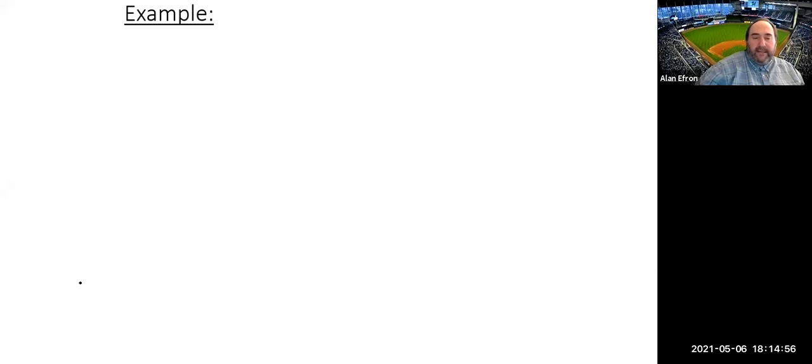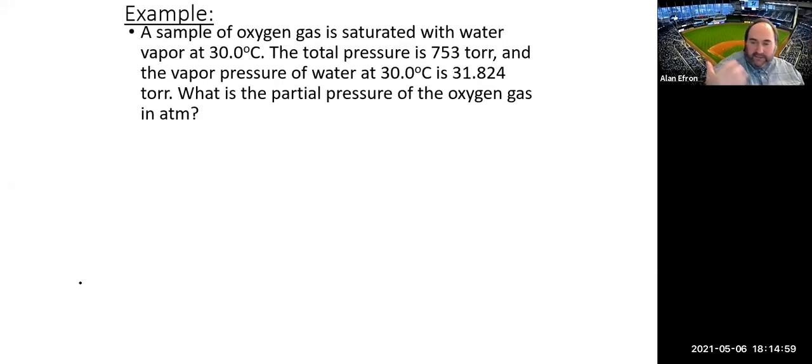So let's take a look at one like this and dissect how we know it's this sort of situation. Usually in the actual problem, like a textbook problem, they give you that idea in words. So when we read that a sample of oxygen gas was saturated with water vapor at 30 degrees Celsius, that right there, saturated with water vapor, is the big indication that you're dealing with what we were just talking about. The total pressure is the pressure of the gas you're interested in, plus the vapor pressure of water.